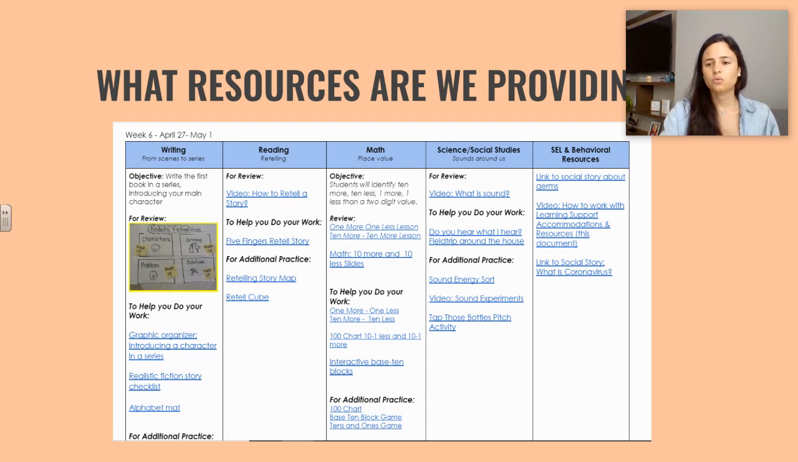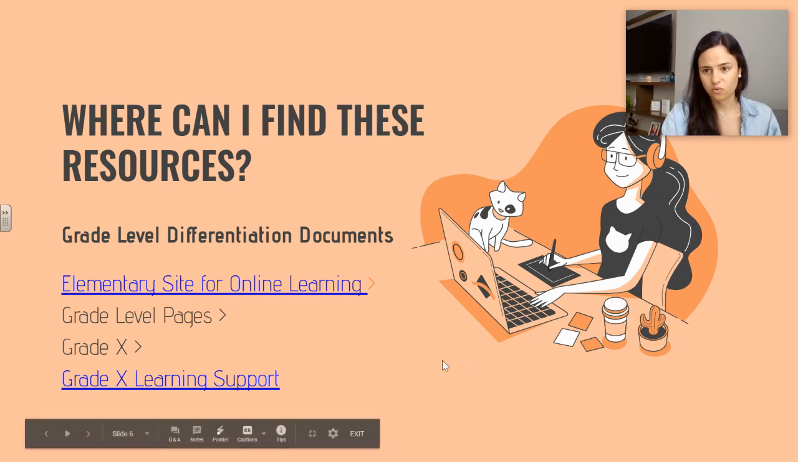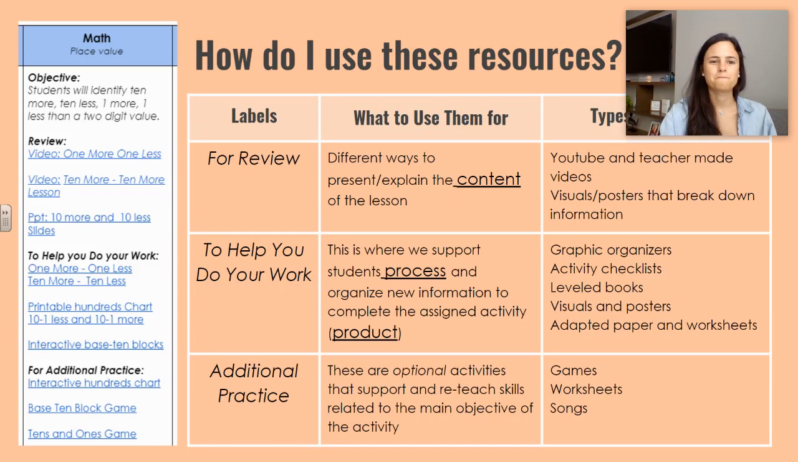To support differentiation, we are providing you with some resources. We have these tables that are called our differentiation documents. I'm going to walk you through how to break these down and all of the resources that we're providing in there so that you can support your child. These resources are in our elementary site for learning. You can go to your child's grade level page, and then go to the tab for learning support. I'm going to show you how to do that in a second.